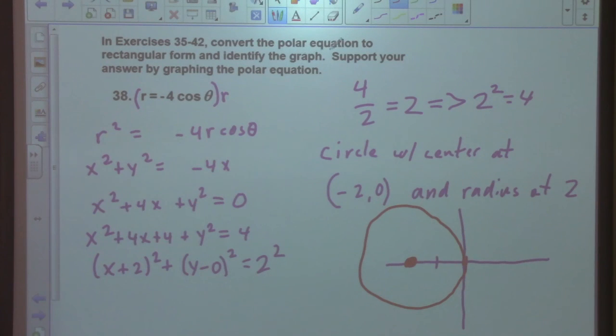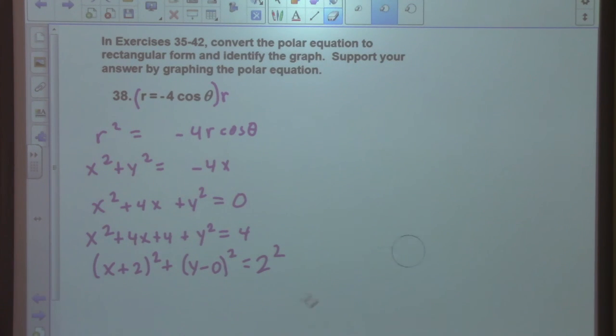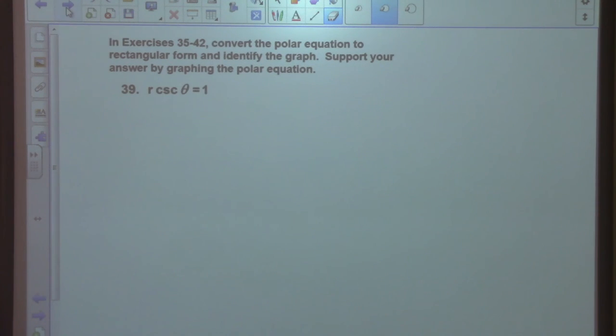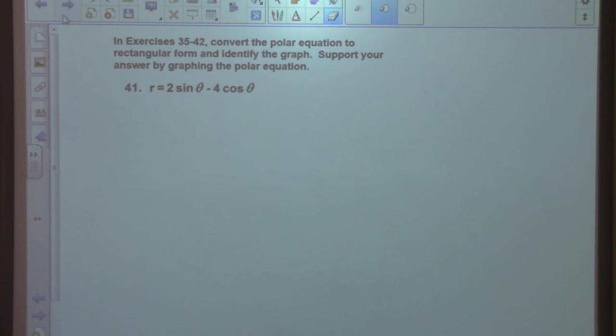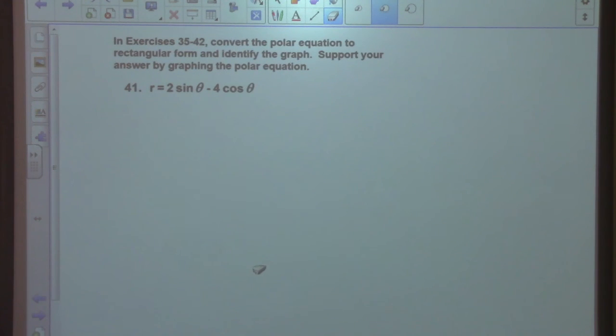What I want to do is skip ahead a few problems to problem 41. And 41 is the same type of problem, but has some more complexity with sine and cosine at the same time. But it's going to be the same process here, and I'm just going to go ahead and work this one out quickly, and then leave time for you to work on 42.